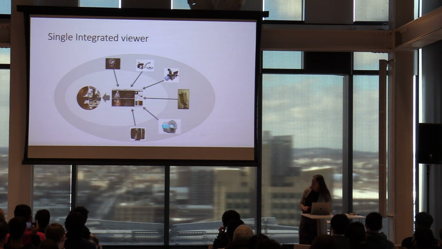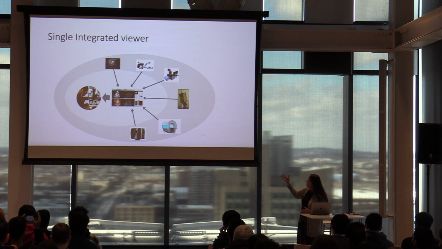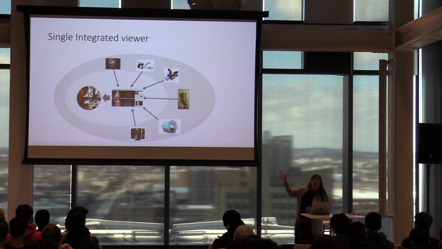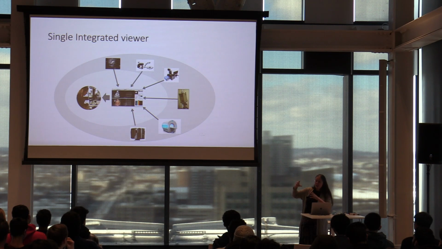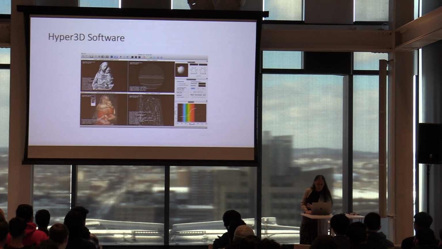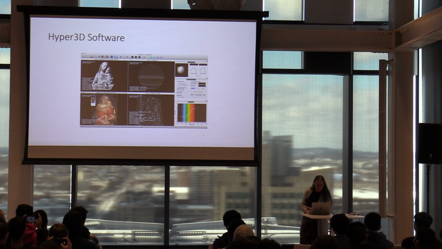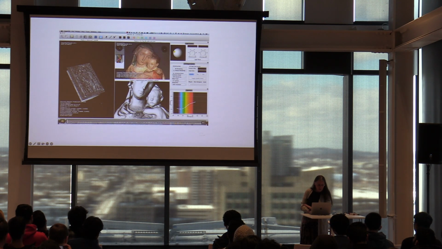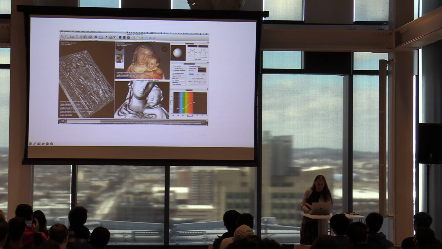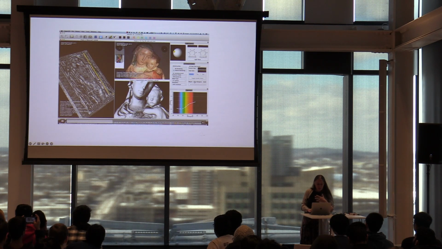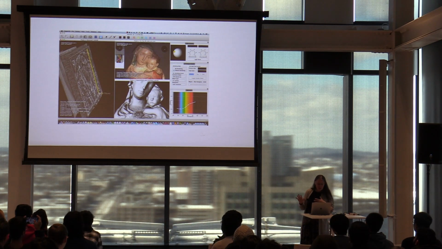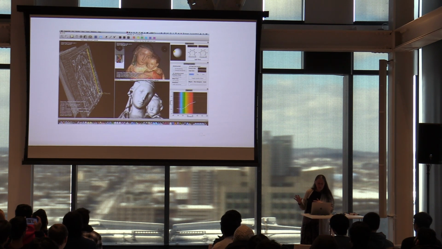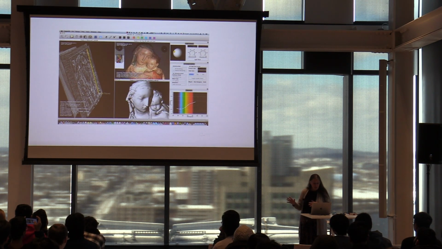So one project we tackled first is, can we make an interface to integrate all the different kinds of data a conservator might want in an interface that's consistent and makes sense to them? And our first generation, we went a little overboard and called this Hyper 3D software for looking at all these data types. Here's just a little video of it in action. So basically, you can look at data from different sources, but the interactions are consistent for when you're turning things, when you're changing the light source.